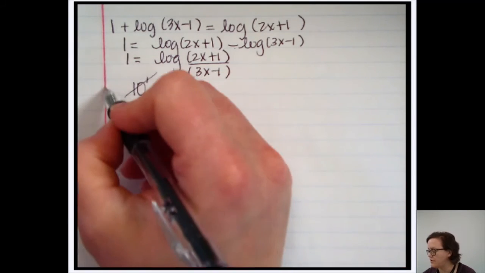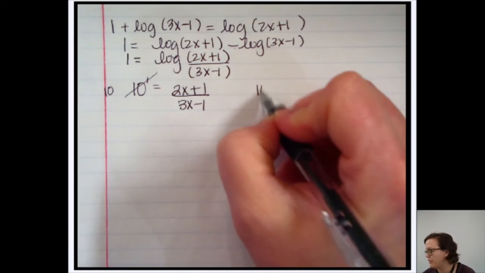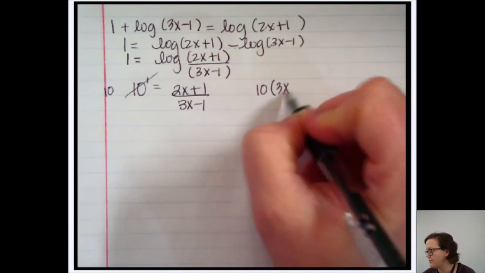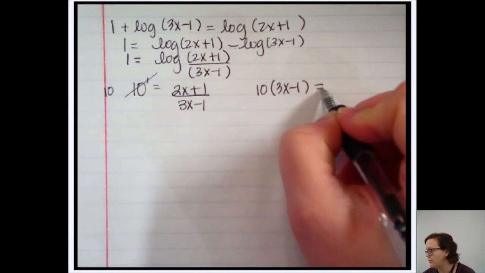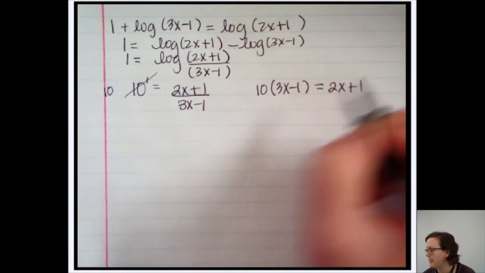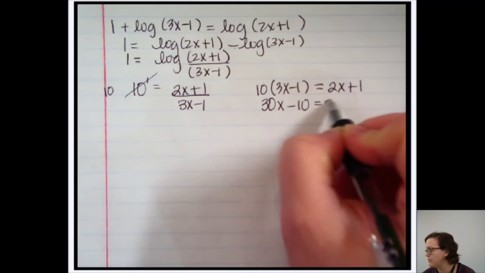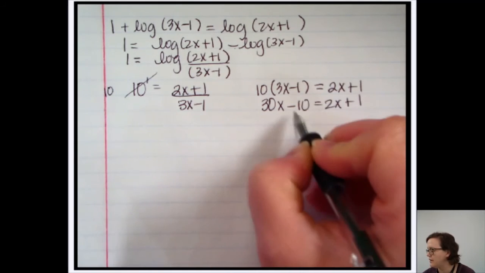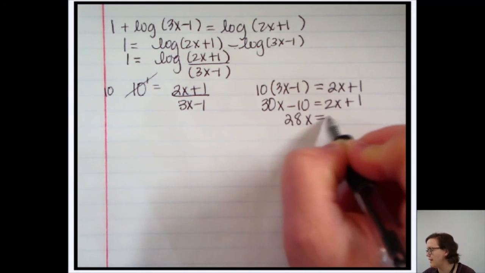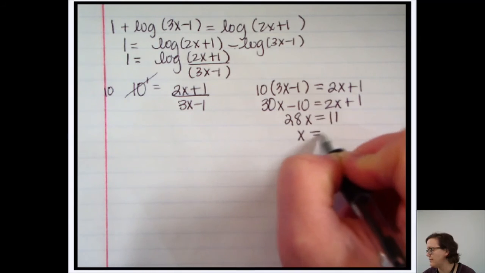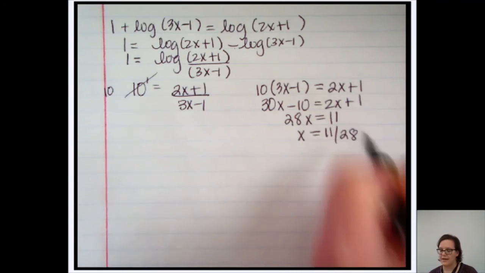And 10 to the first is just 10. And now we cross multiply. So 10 times 3x minus 1 equals 2x plus 1. So we get 30x minus 10 equals 2x plus 1. And 28x equals 11. So x is 11/28.